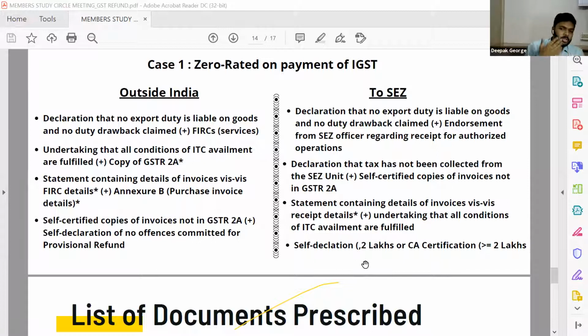That could be one area that we should look into, as not many units supply to SEZ units, so then the CA certification is required. And if your refund amount is less than 2 lakhs, you basically need a self-declaration that I have not passed on the burden to anyone, and it is a refund amount that I'm claiming because I've incurred the ITC, right?